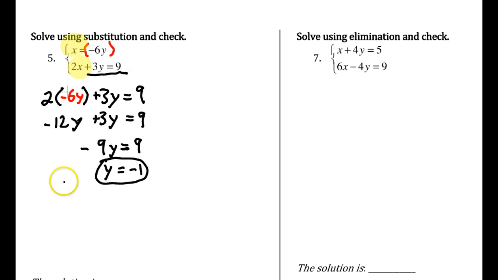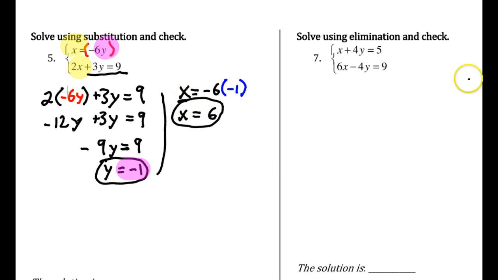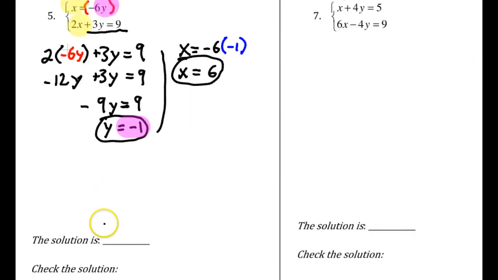Alright. Let's go ahead and plug that back in. So y equals -1. I'm going to plug it right back into the first one. Always plug into the original equation. So we got x equals -6 times -1. So x must equal 6. And always write your answer alphabetically, so x comma y. Even though we found -1 first, that goes second in the answer. So it's always alphabetical. And then 6 here.